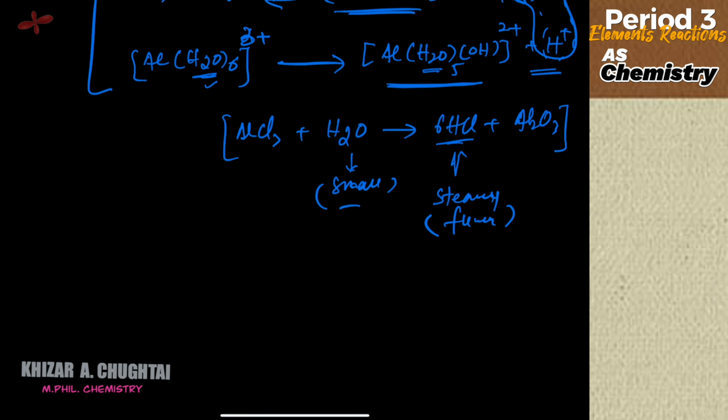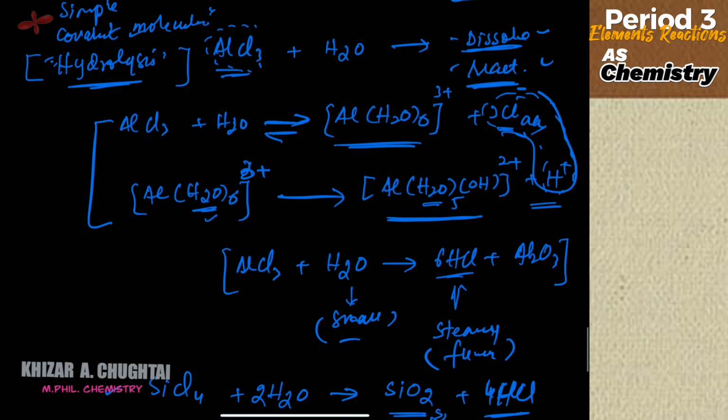The next one is SiCl4. It's also a simple covalent molecule. When water is added to this sample, it reacts with water vigorously, making SiO2, an insoluble solid, plus HCl gas. 4 moles of HCl are formed, and this is a vigorous reaction called hydrolysis.